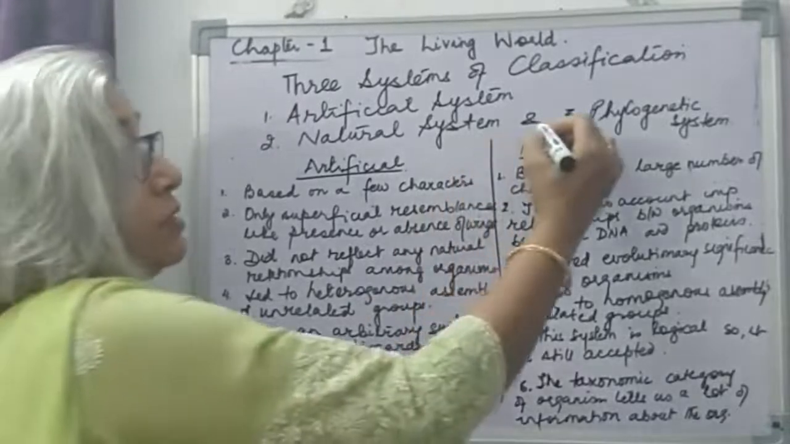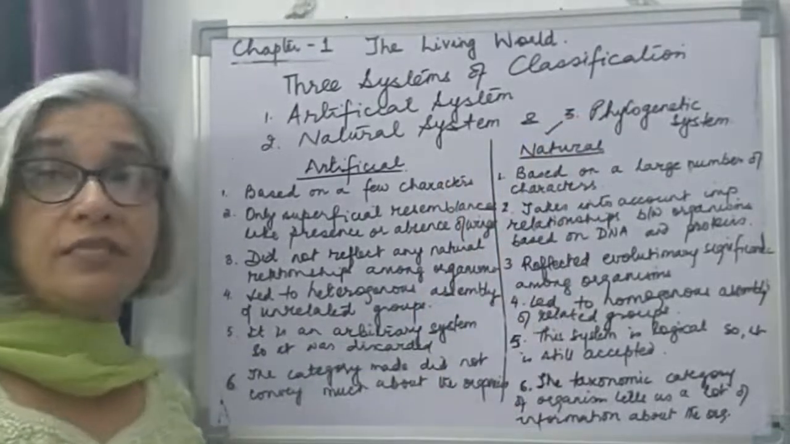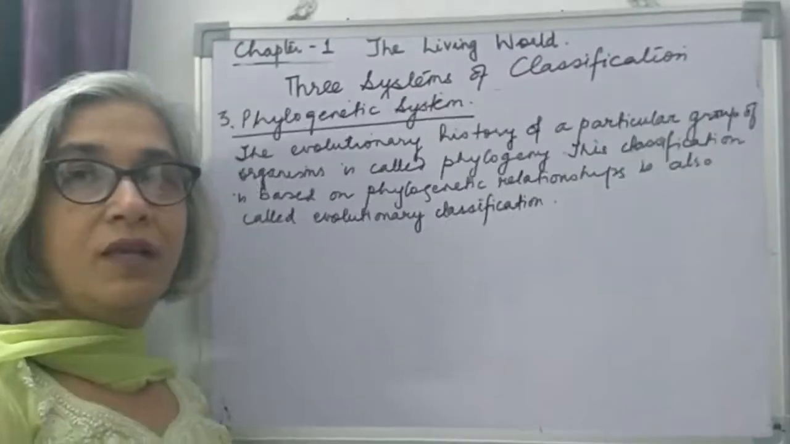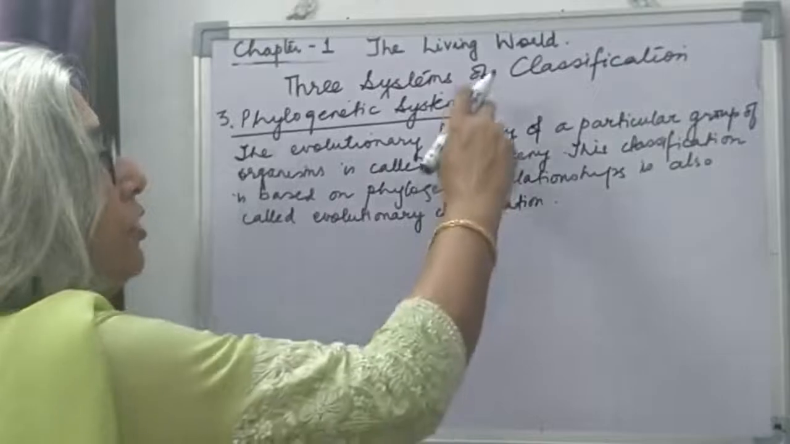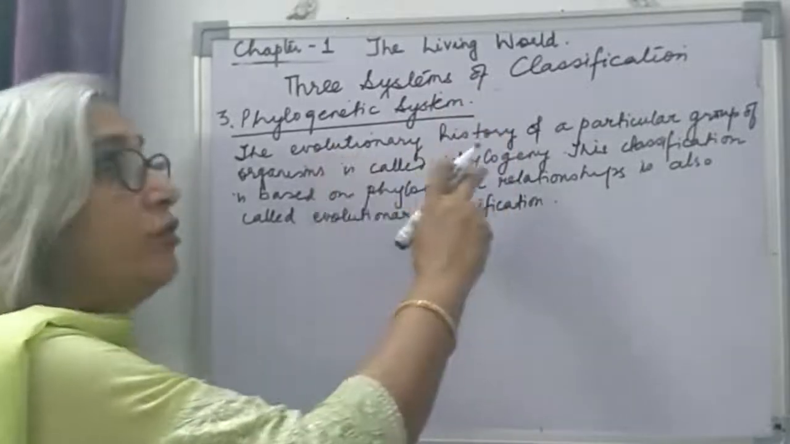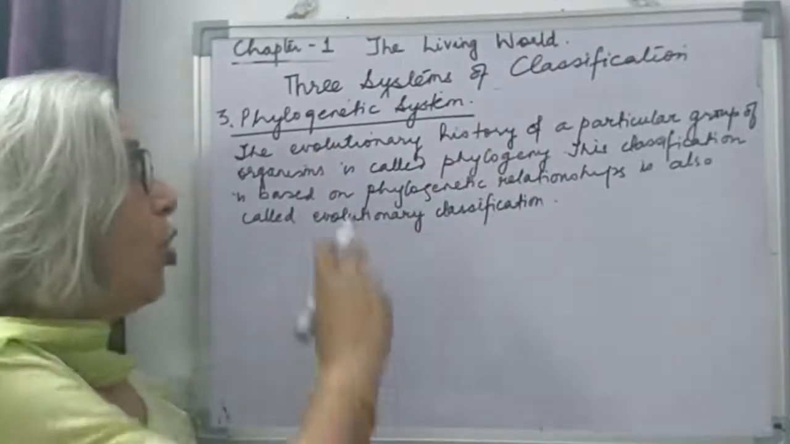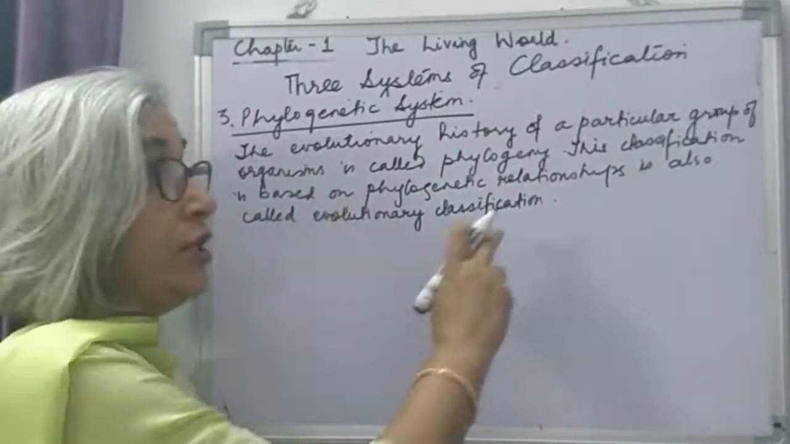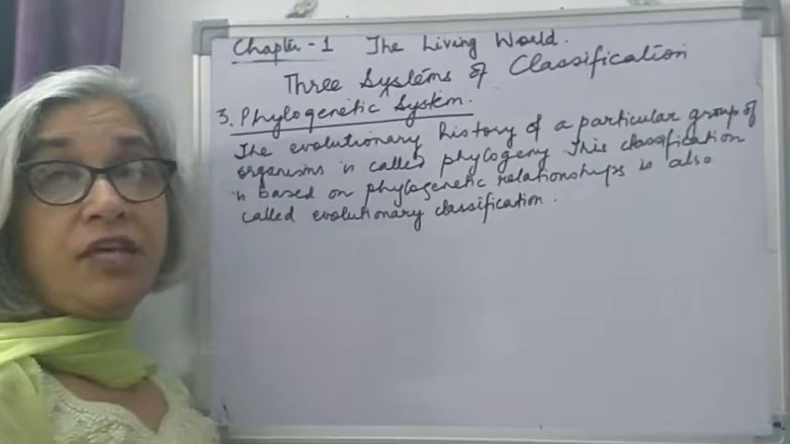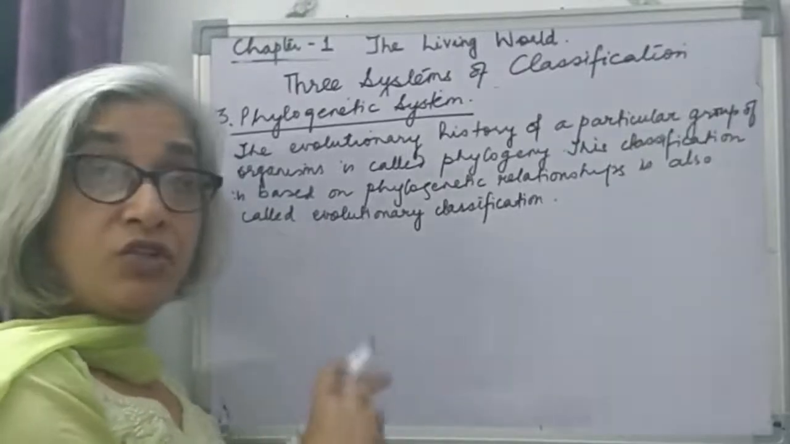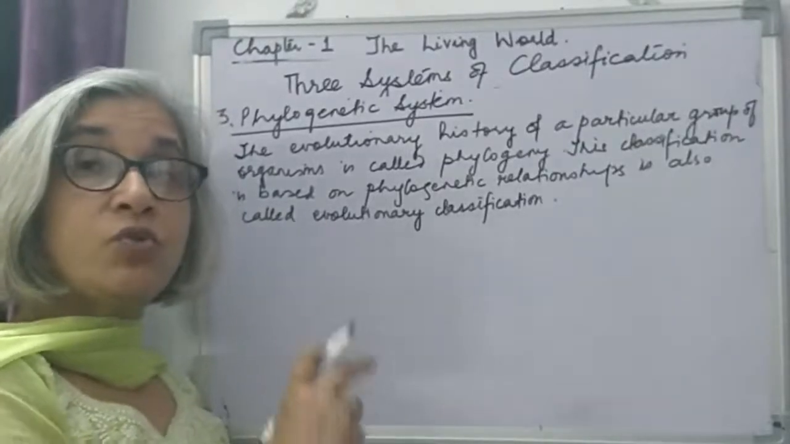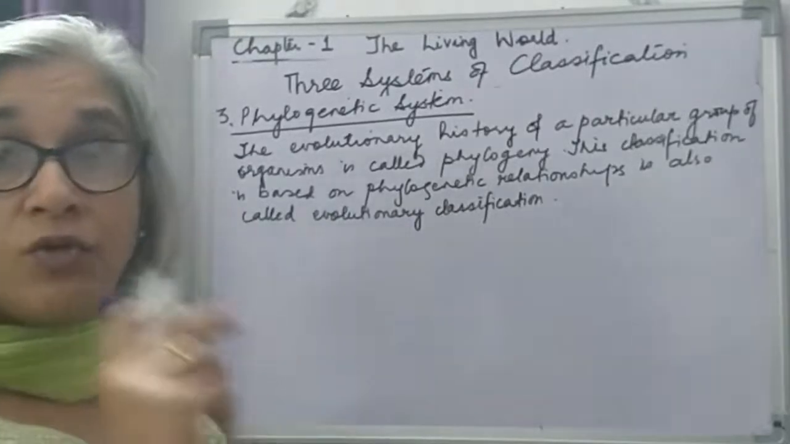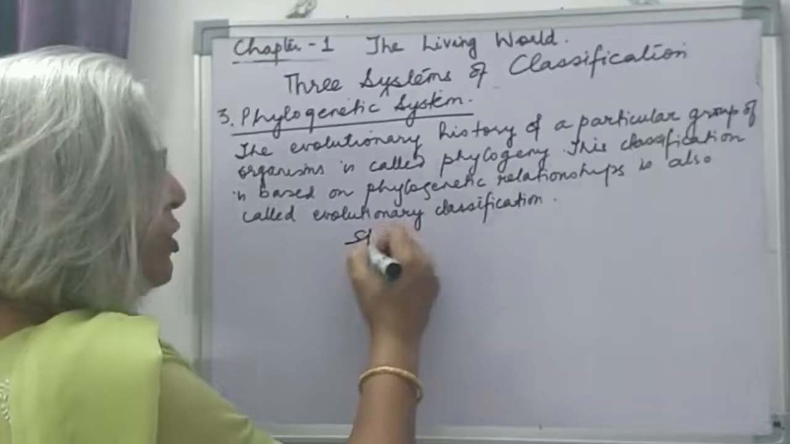and at the same time we have also done comparison between the two systems. Now we will move on to the third system, the phylogenetic system of classification. Now the third system, the phylogenetic system, is based on the evolutionary history of a particular group of organisms, which is called phylogeny. So this system of classification is basically based on evolutionary relationships, so it is also called evolutionary classification. Now species is the smallest unit.